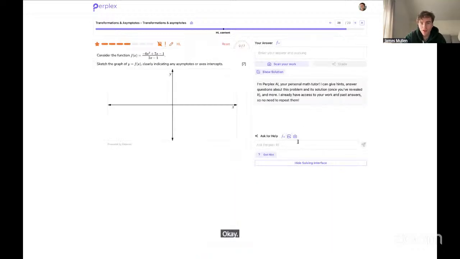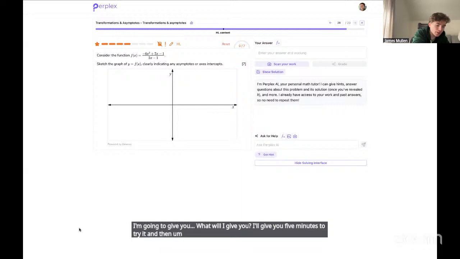Now, the final question of today, which is one of these oblique asymptote questions. I'll give you 5 minutes to try it, and then we'll continue, okay?